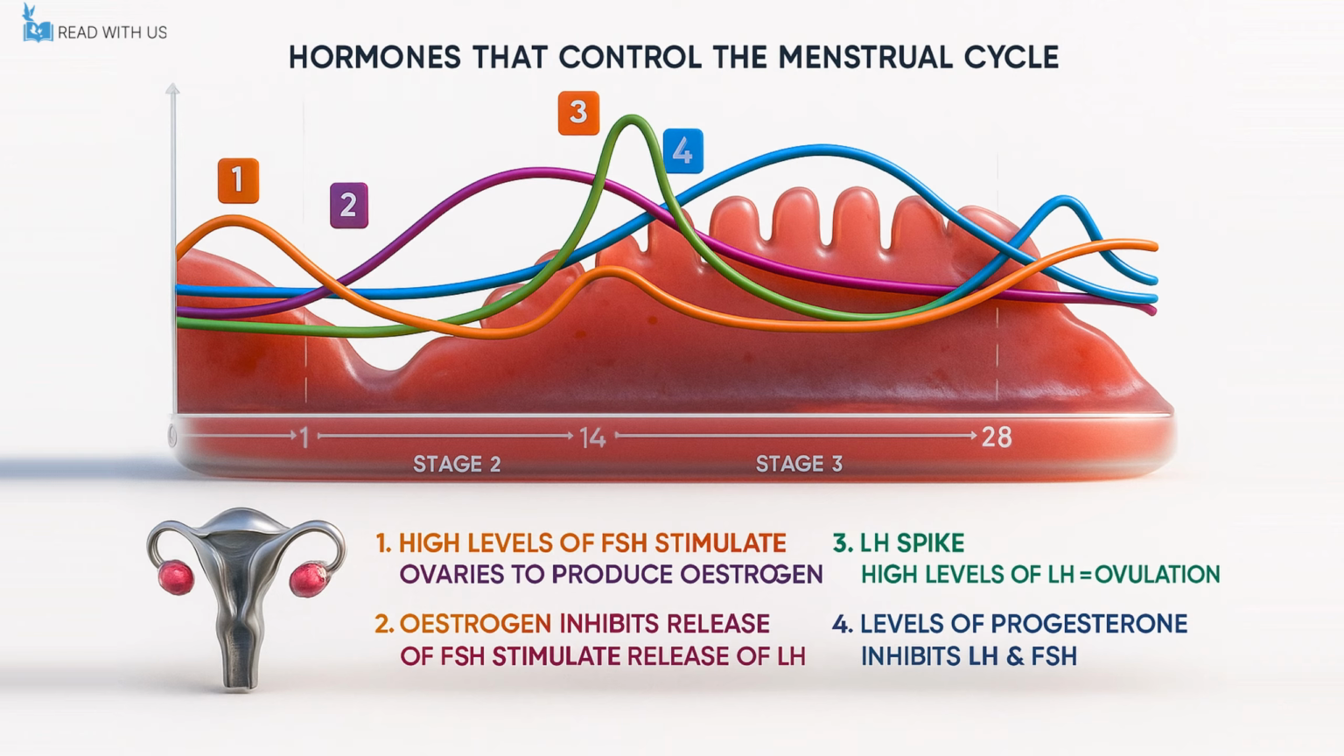Towards the end of the cycle, progesterone levels rise and inhibit the production of both luteinizing hormone and follicle-stimulating hormone. As a result, the levels of these two hormones fall until the cycle begins again from the start.